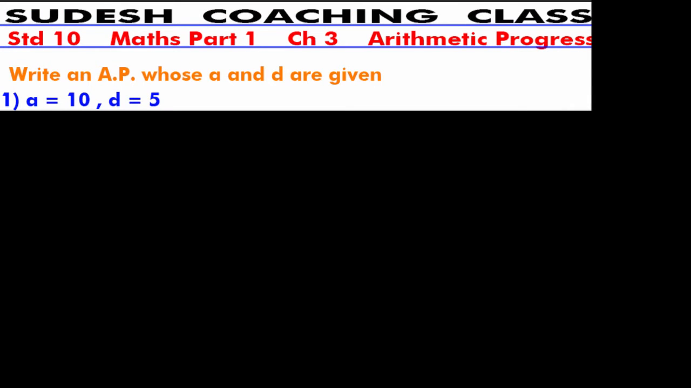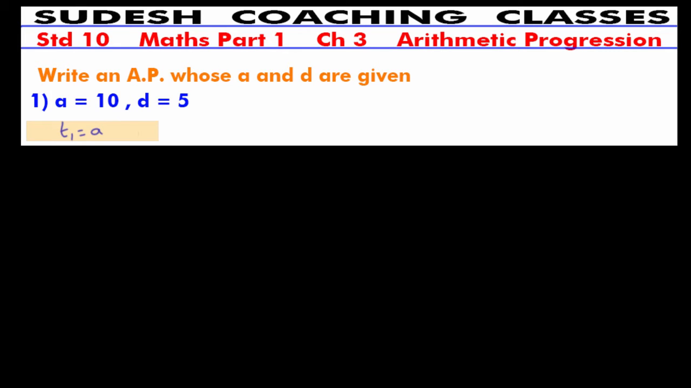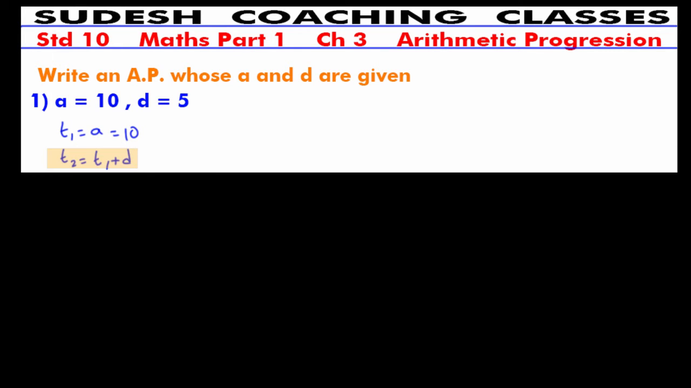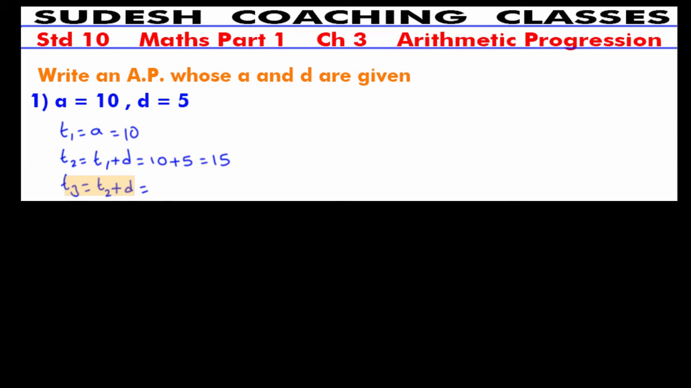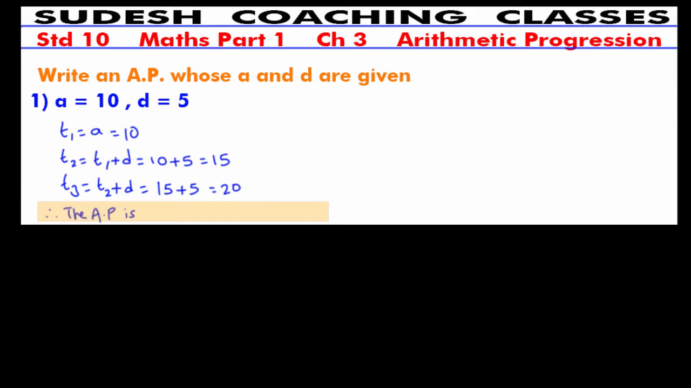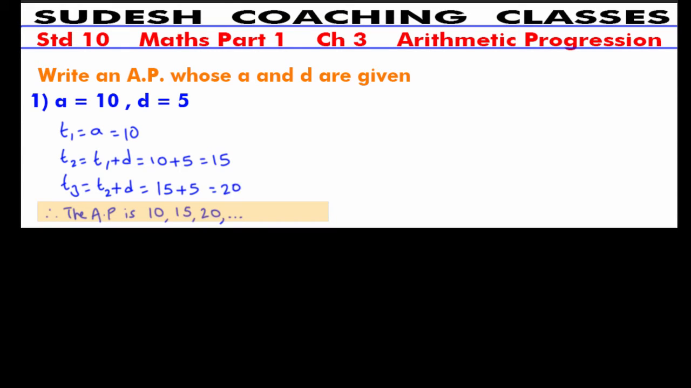Now let's find an AP whose A and D are given. A is 10 and D is 5. Let's find it out. The first term A is T1, which is 10. T2 is equal to T1 plus D, which is equal to 10 plus 5, which will give 15. T3 is equal to T2 plus D, which is equal to 15 plus 5, which will give 20. The AP is: the first term 10, 15, 20 and so on. Right? Did you understand? Let's go for another example.